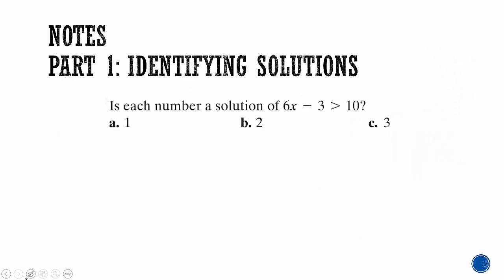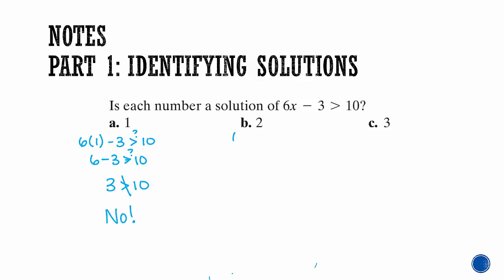So identifying solutions: is each number a solution to 6x minus 3 is greater than 10? Now all we have to do is plug them in and see if it makes a true statement. So we're going to do 6 times 1, take away 3, is that bigger than 10? So 6 times 1 is 6, minus 3. We end up with 3 is greater than 10, which is definitely not true. So that means 1 is not a solution.